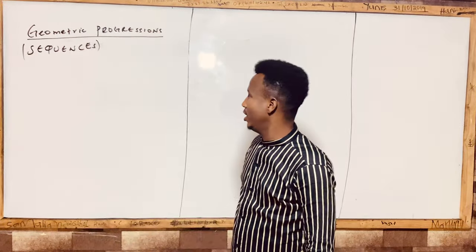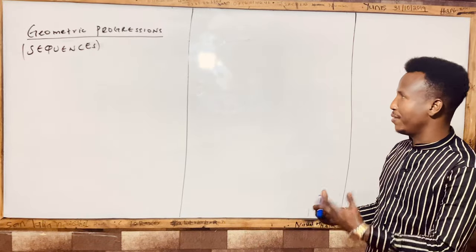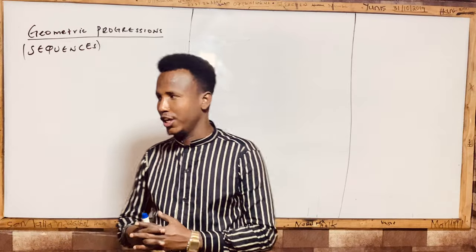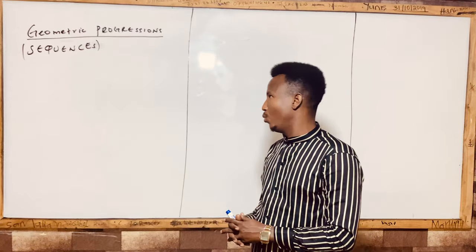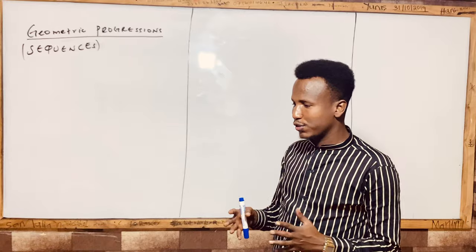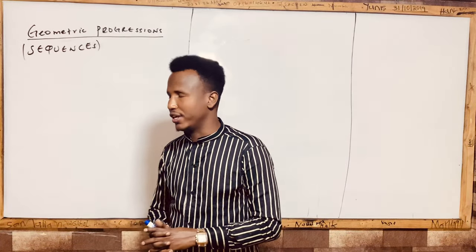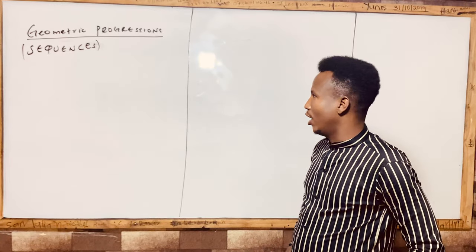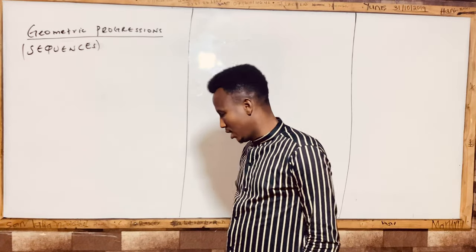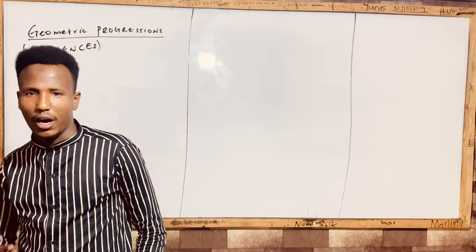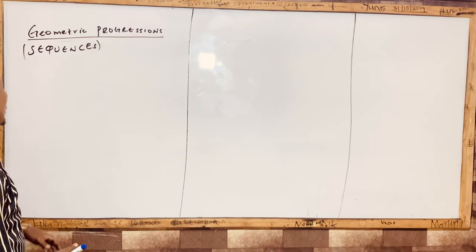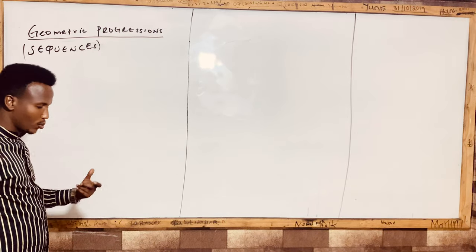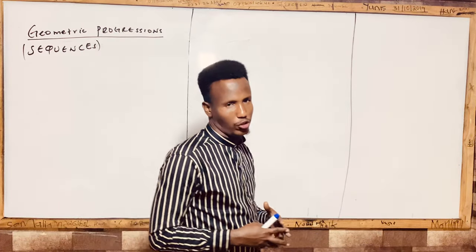Welcome back. If you can remember, in our previous video, we discussed arithmetic progression or arithmetic series, where we said that these are sequences that have a common difference. Today's class will be based on geometric progressions, or you can also say geometric sequence. These are sequences that have a common ratio. The moment you hear GP, don't forget, you are dealing with a sequence that has a common ratio, okay?